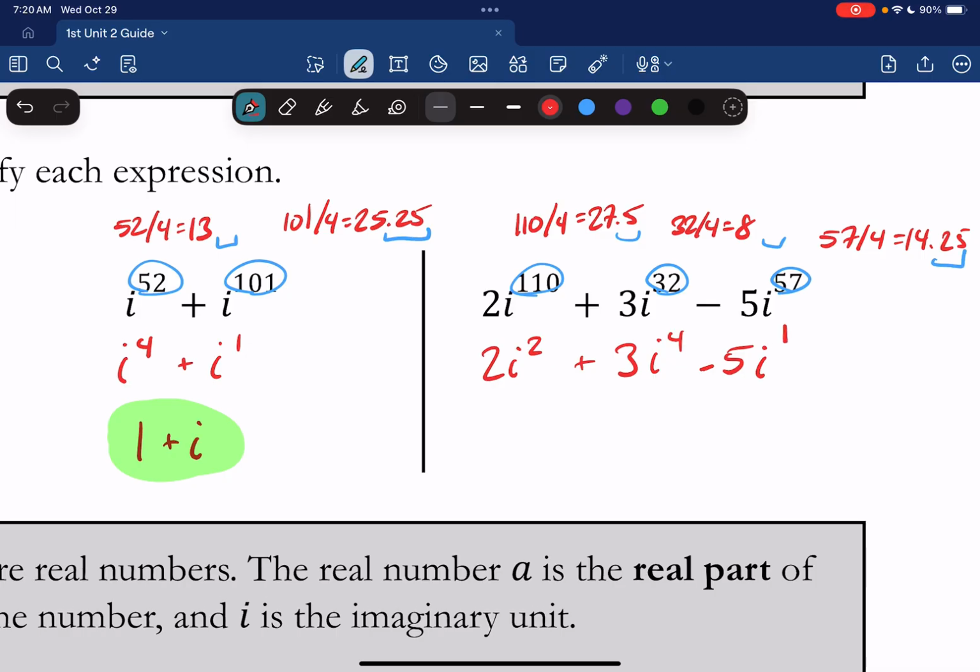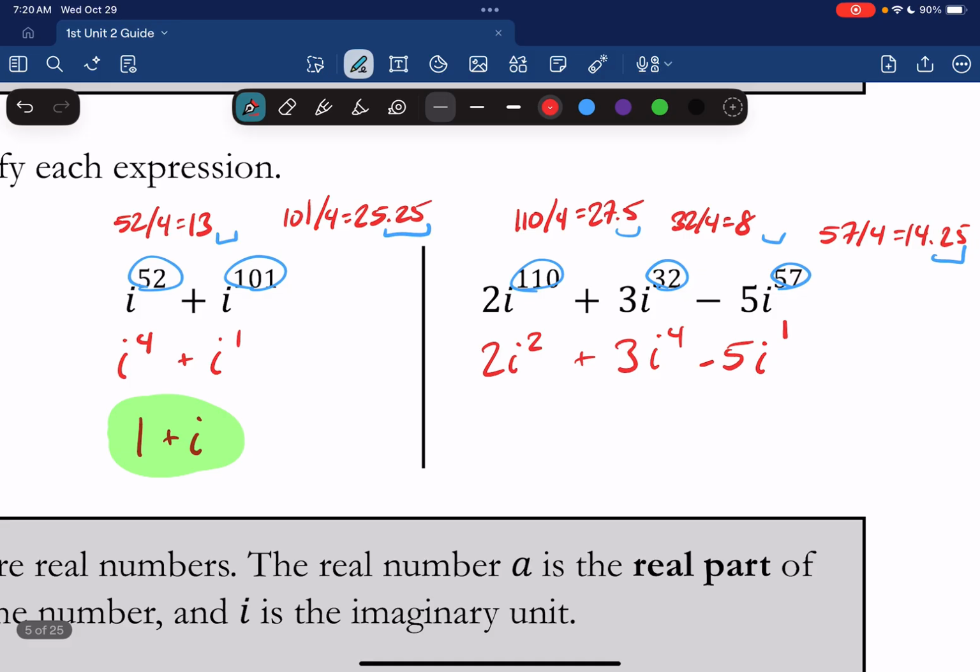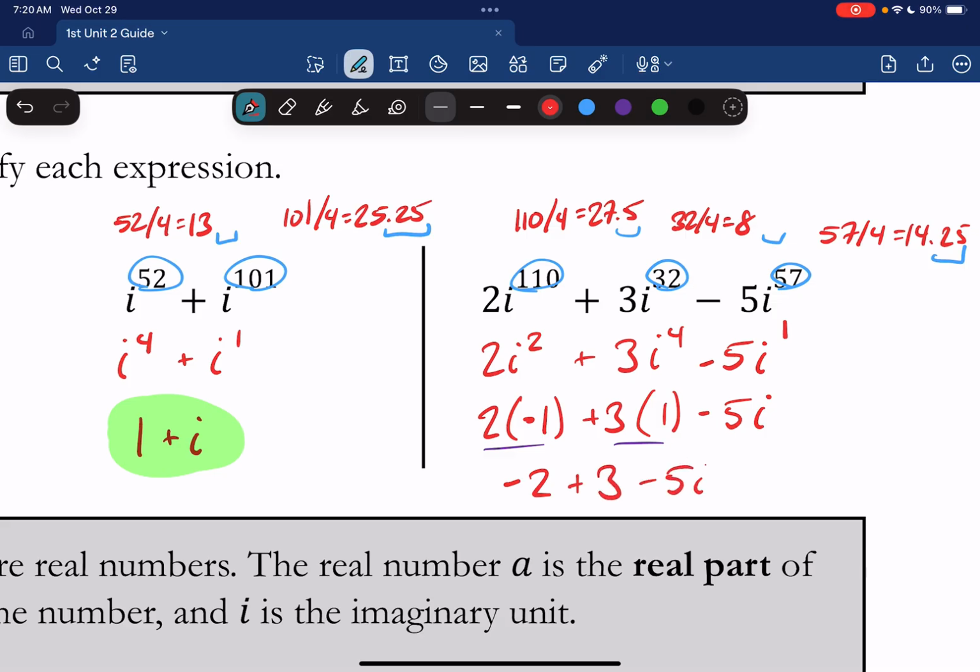Okay. So now I'm going to go ahead and evaluate these. So I got 2 times i squared, we know is -1, plus 3 times i to the 4th is +1, minus 5 times i to the 1st is just i. And now I can simplify these first two terms. So I get 2 times -1 is -2, plus 3 times 1 is +3, minus 5i, and I'm going to go ahead and combine because I have two whole numbers, so my final solution is 1 minus 5i.